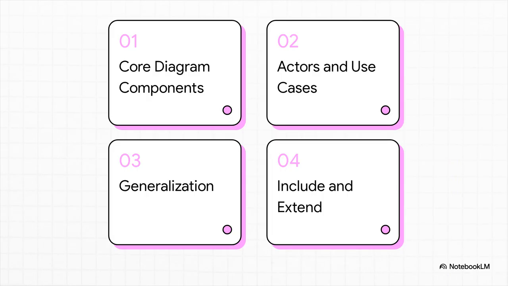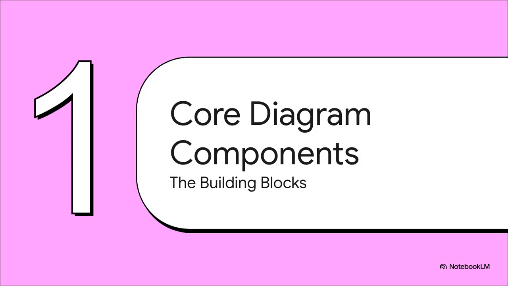So, here's our plan. We'll start with the core components, then dive a little deeper into actors and use cases. After that, we'll cover generalization, and we'll wrap up with the big ones, the include and extend relationships. Okay, let's kick things off with Section 1, the fundamental building blocks. You really need to get these 4 core components down because everything else builds on top of them.